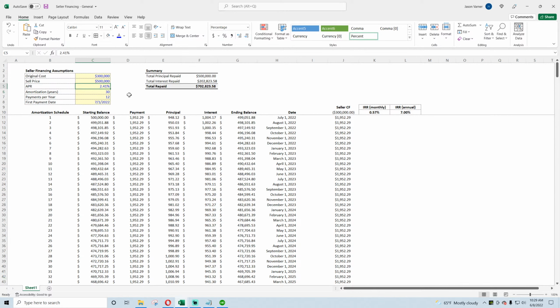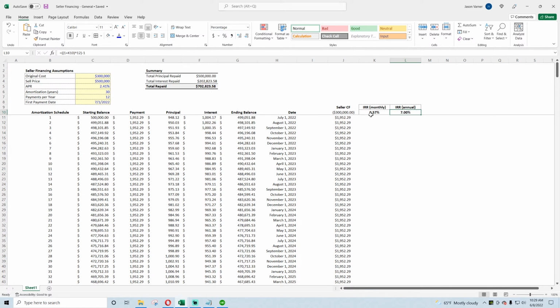So let's say I charge 2.41% interest rate to, oh yes, here it is. So here's the basic concept. You're trying to figure out what is your IRR, what do your payments have to be, and what do the terms have to be so that the IRR is a given percentage.